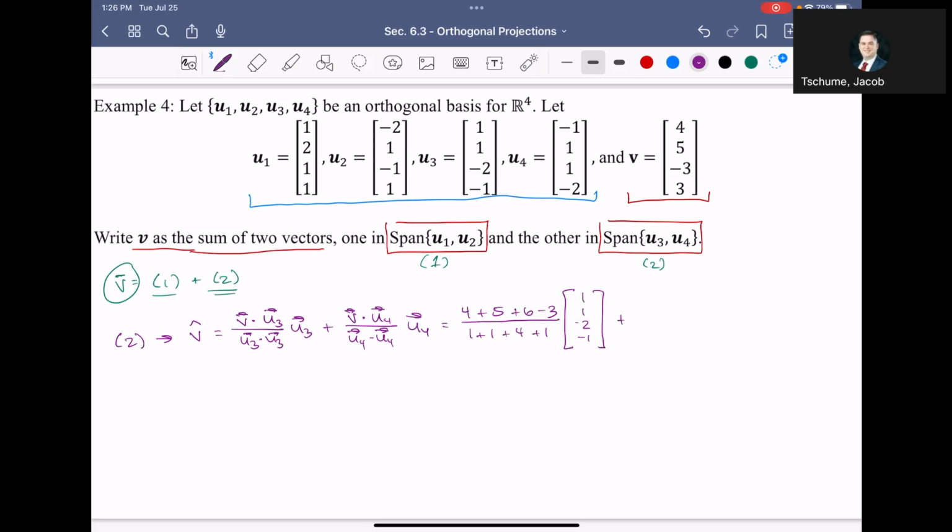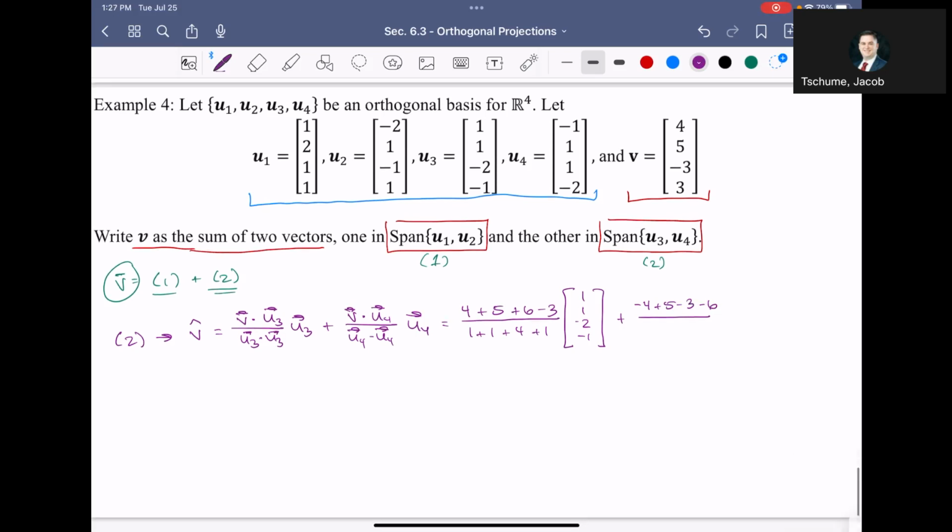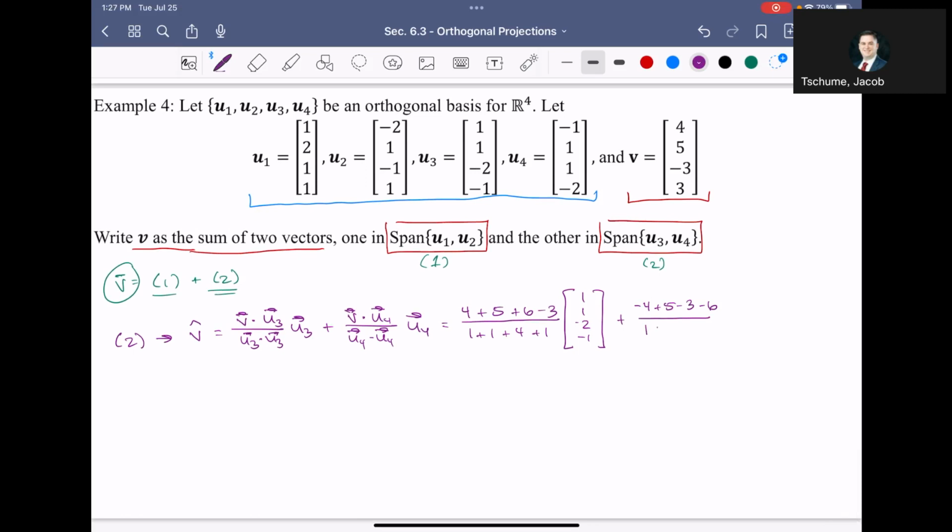All right, plus v dotted with u4 should give you negative 4 plus 5 minus 3 minus 6 over the u4, which would be 1 plus 1 plus 1 plus 4 times u4. Now remember, I'm not checking if they were orthogonal because the problem already claimed that they form an orthogonal basis. So I know we're good to go.